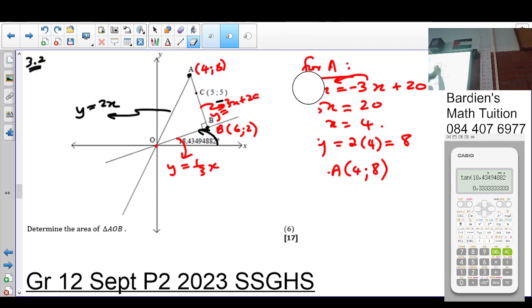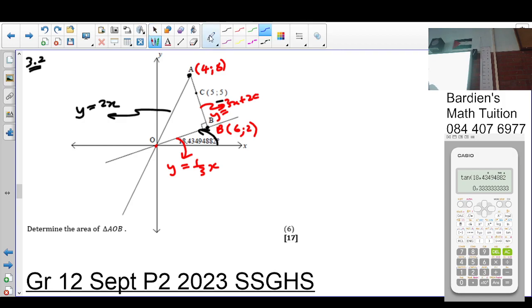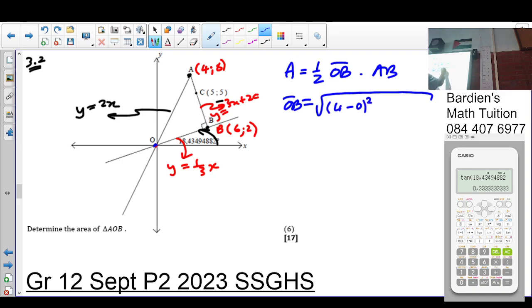So now we can say, okay, the length of OB now. Remember, because the area is going to be our base, which is OB, times perpendicular height, which is AB. Alright, so the length of OB is going to be from 0 and 0, and of course, the other point is 4 and 8. So it's 4 minus 0 squared plus 8 minus 0 squared. So OB, of course, is going to be the square root of 4 squared plus 8 squared.